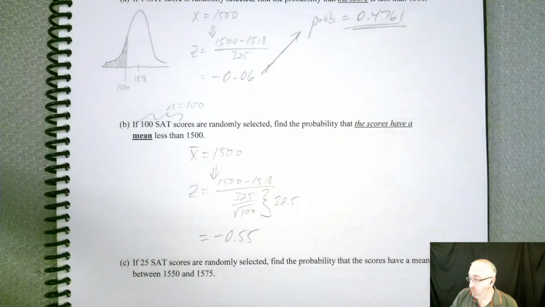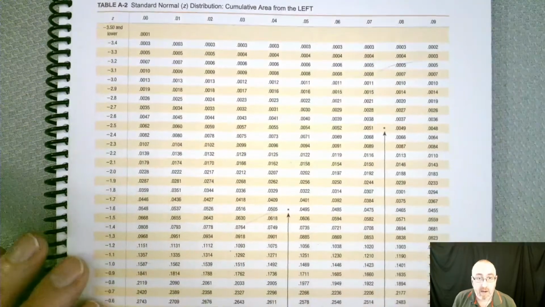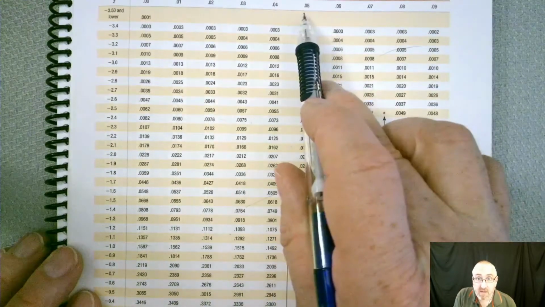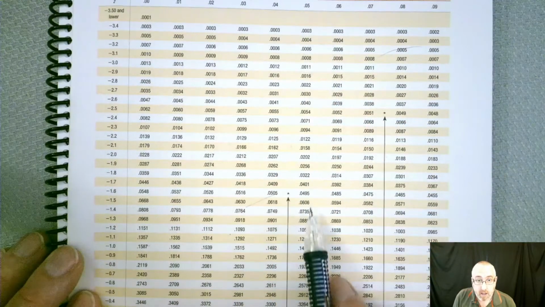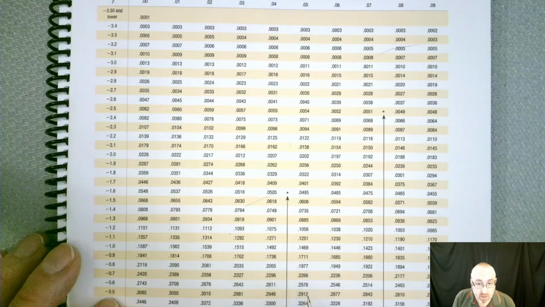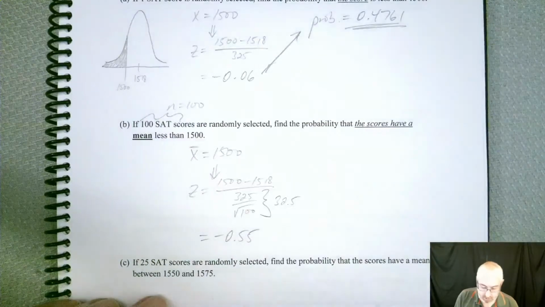And so now when we go to our table, negative 0.55. So 0.5 is in this column here, and negative 0.5 is right down close to the bottom. So it looks like 0.2912 should be our probability.